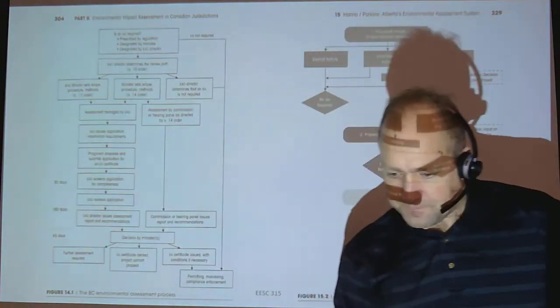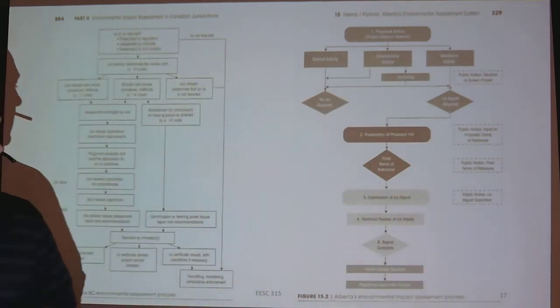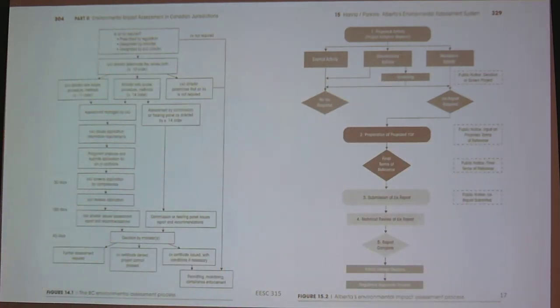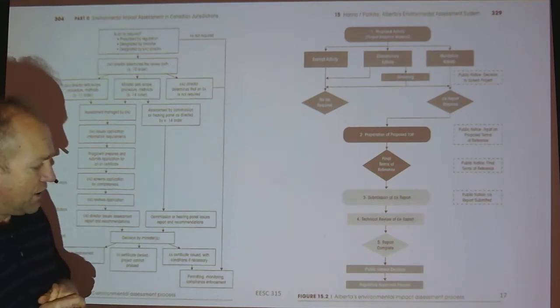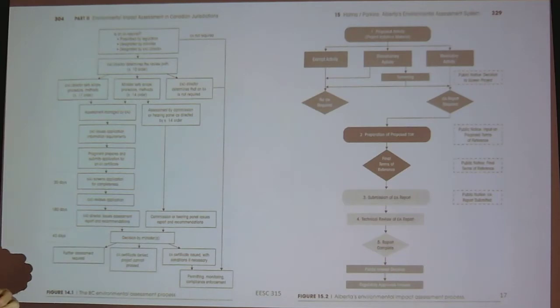Okay, so where do we fit into this? This is from the book that I showed earlier. This is Kevin Hanna's book. And in that book, they go chapter by chapter looking at different jurisdictions. For each of the different jurisdictions, they have flowcharts of how the environmental impact assessment is done.